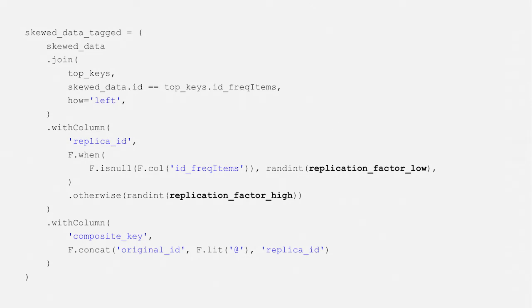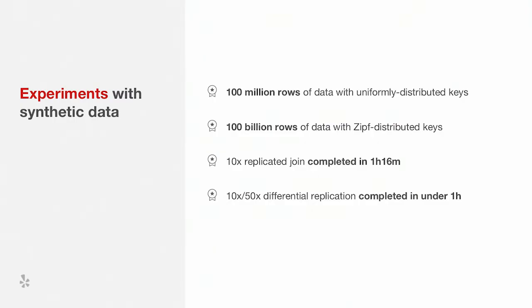So then for the skewed data, you do the same as you did before. You generate a random number to make the composite key for each row. And again, you have to draw that from the range for the high number of replicas or the range for the low number of replicas, depending on whether the ID is in the frequent or the rare set. And then at the end, you just join them back together, exactly the same. You can drop the composite key afterwards.